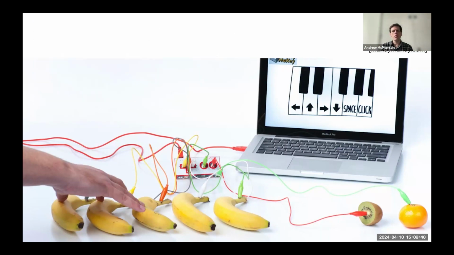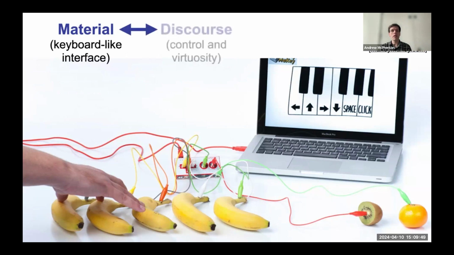So what's going on here is that there's this link between the material, which is the keyboard-like interface, pitches laid out spatially, and a certain kind of discourse, for example, a discourse of control and virtuosity. And this gets toward what Karen Barad talks about as, quote, a material discursive practice.